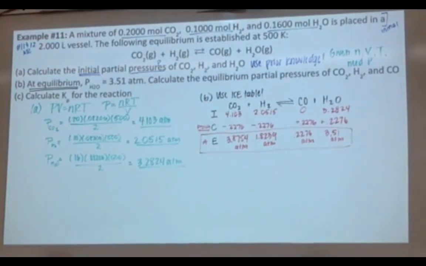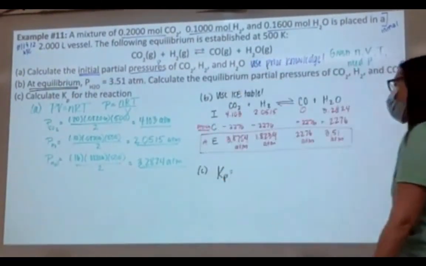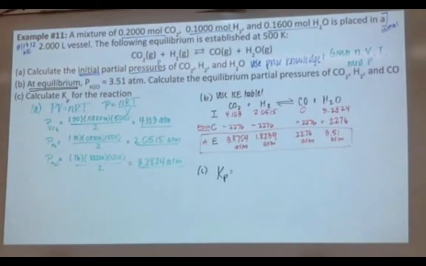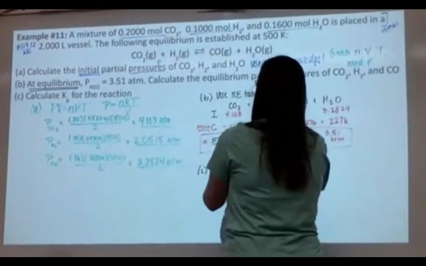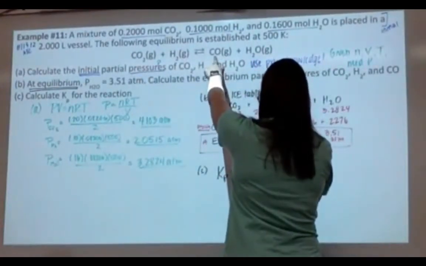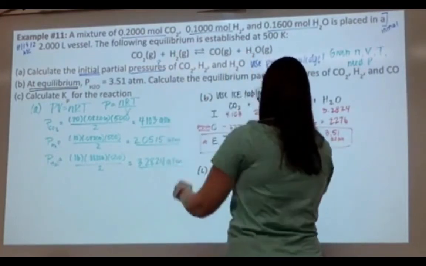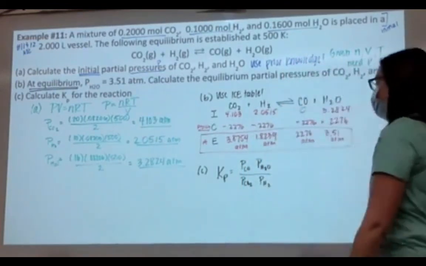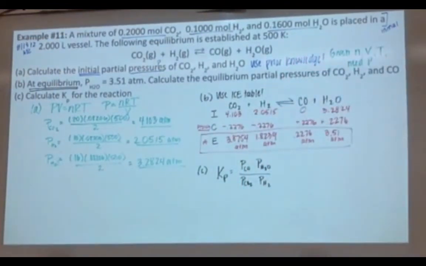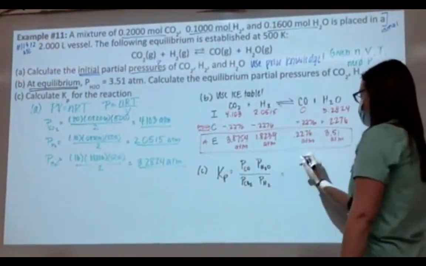And then finally, part C, calculate Kp for the reaction. Remember, the first thing you want to do if you want to calculate Kp, write the expression. These are all gases, so they're all included. But it's products over reactants. Pressure of CO times pressure of H2O over pressure of CO2 times pressure of H2. Write the expression first. You never know when you'll get points for just writing the expression. Then plug in your numbers. Products over reactants.